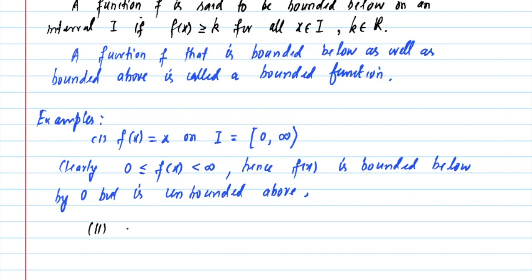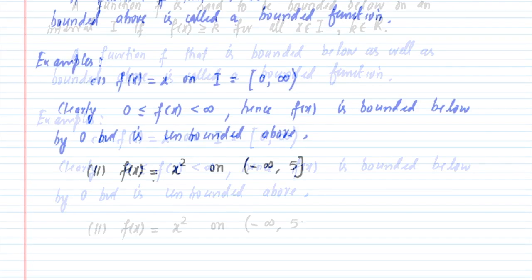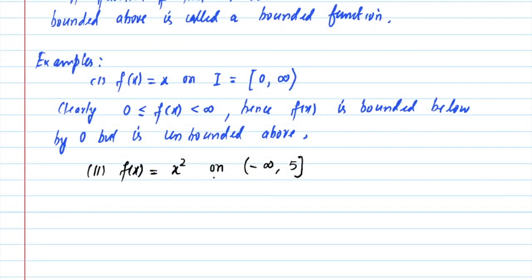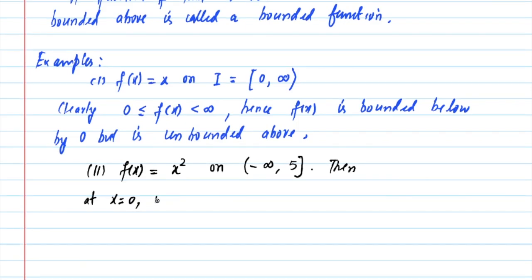Similarly, now take another example. We can define a function, suppose f of x is equal to x squared. Suppose let us define it from minus infinity to some real number, suppose 5. For this function, we can see that this function again assumes only the positive values on this interval, and the smallest value that this function will assume is 0. So then at x equal to 0, we obtain f of x is equal to f of 0, which is equal to 0 squared, which is equal to 0.